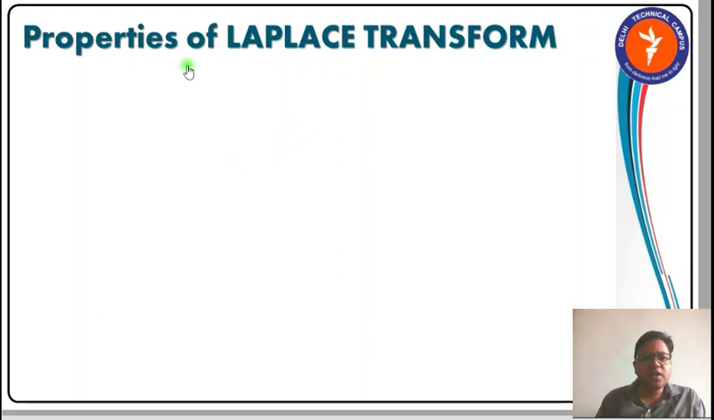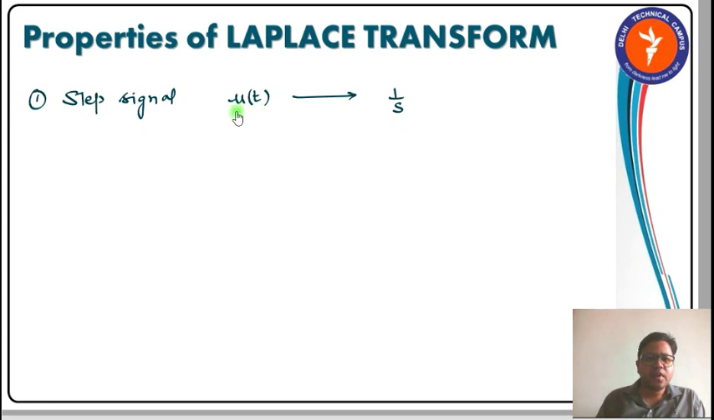Let us now see the Laplace transform of some common signals that are used in electrical science. The first one would be a step signal, unit step signal, generally represented with u of t, and if I had to take the Laplace transform of this, then it will be 1 by s. The Laplace transform of u(t) is 1 by s.